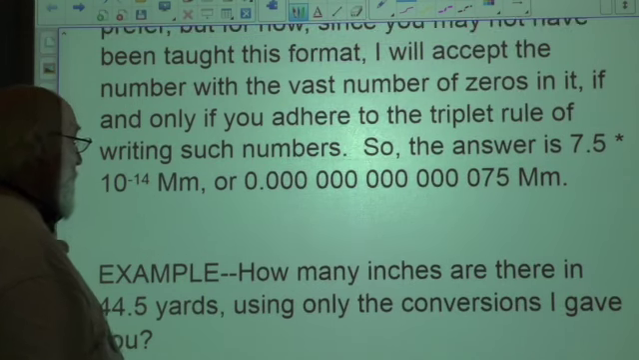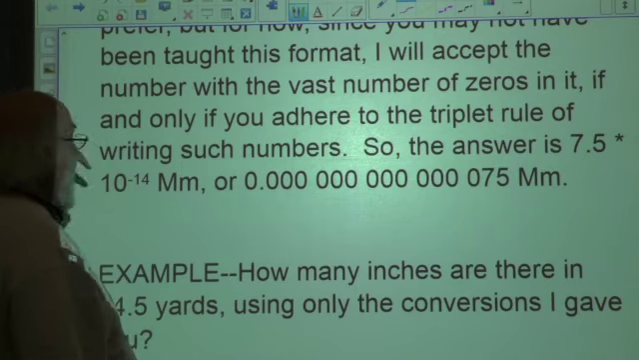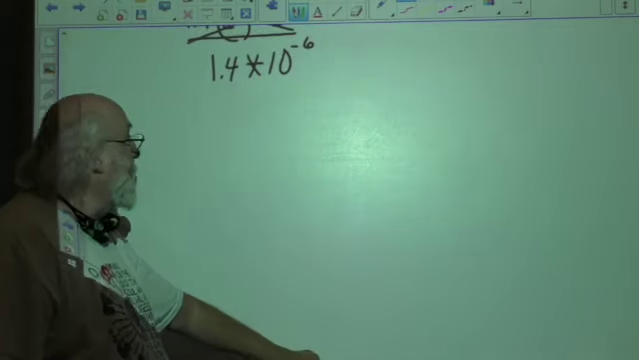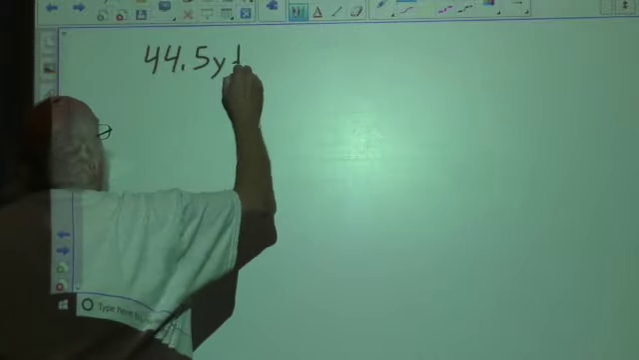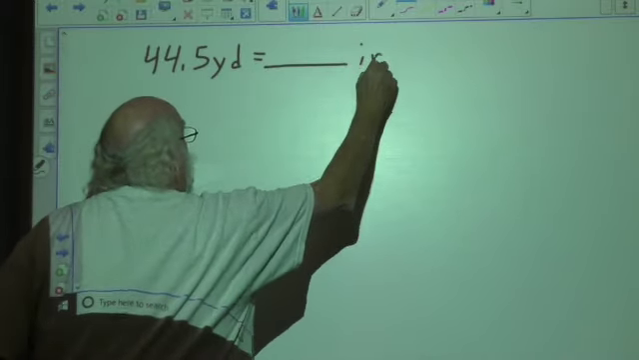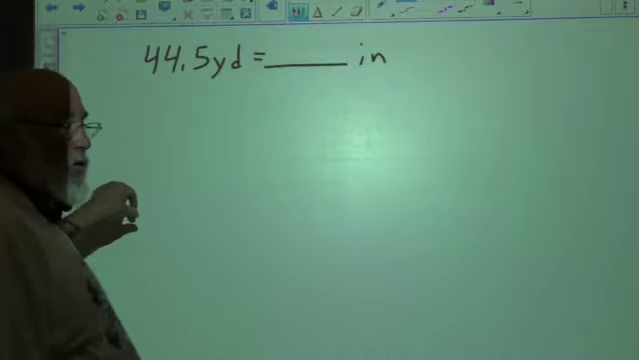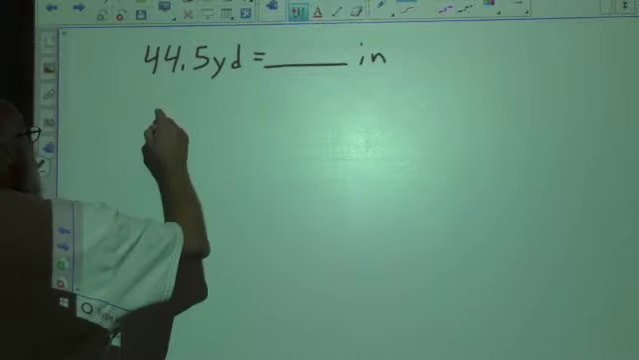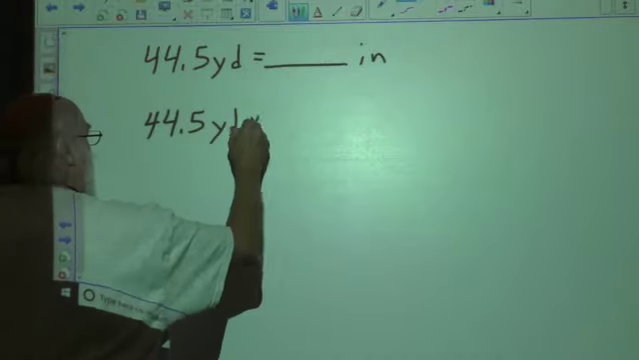Last one. How many inches are there in 44.5 yards using only the conversions I gave you? 44.5 yards to inches. This is the mathematical version of the problem. We have the blah, blah, blah question. This is the math problem version. So again, write down 44.5 yards times fraction line.